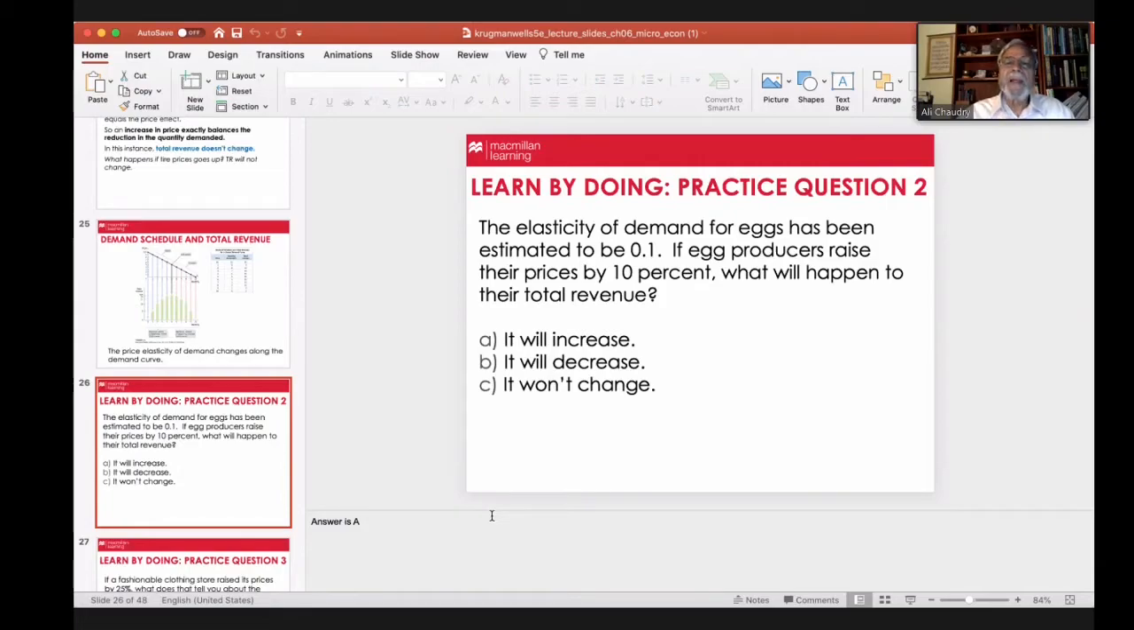This question asked you: the elasticity of demand for eggs has been estimated to be 0.1. That's an example of highly inelastic price elasticity of demand. Now, for the egg producers, if they want to raise prices by 10%, what will happen to their total revenue? So the relationship between revenue and elasticity: will it increase, decrease, or not change? Let's just use this as an example of a test. What do you think?